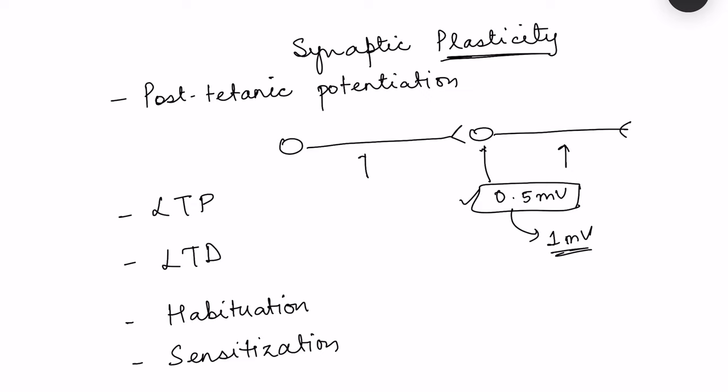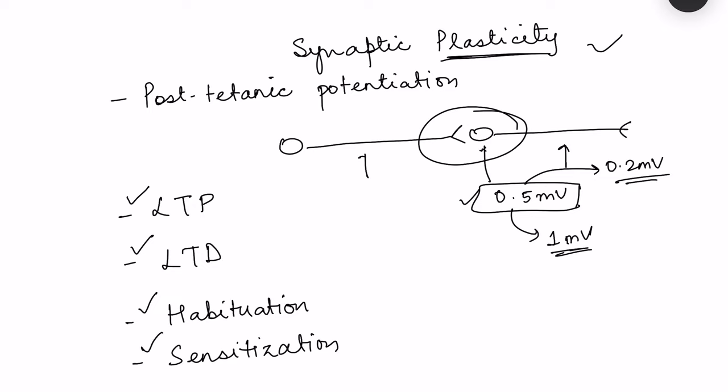So that is known as strengthening of the response, or it may become 0.2 millivolt. So there is weakening of the response, right? So the transmission, what is occurring, has changed. This property is known as synaptic plasticity, and there are various ways of synaptic plasticity. There is long-term potentiation, long-term depression, habituation, sensitization, and all of these I have dealt with in other videos. Long-term potentiation, I have a separate video. Please do have a look at that. Habituation and sensitization, again, I have a separate video. And long-term depression is nothing but a little bit opposite of long-term potentiation.